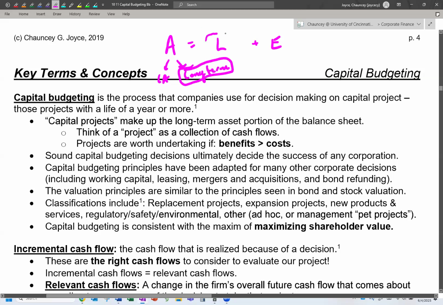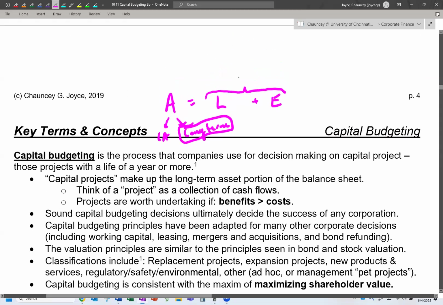For now, we are going to ignore the right-hand side of this balance sheet identity. This is the capital structure side. We're not focused on where the money came from or the source of funding. We are focused on the use of funding. And in this piece here, this is the capital budgeting process.